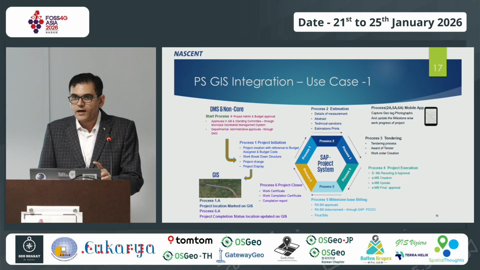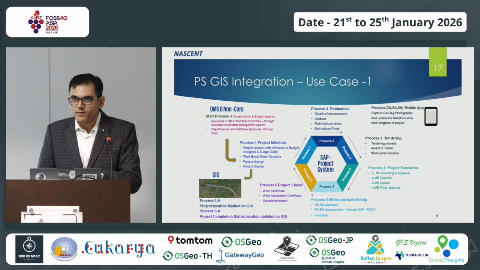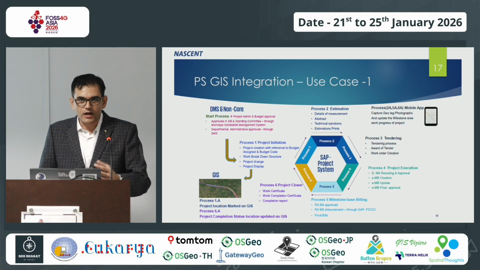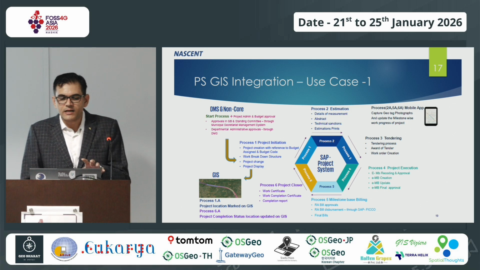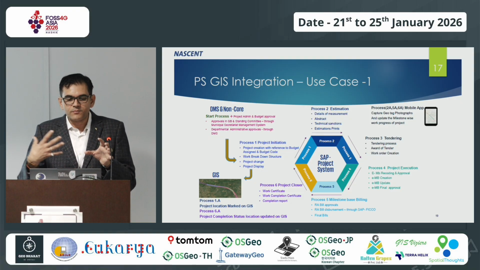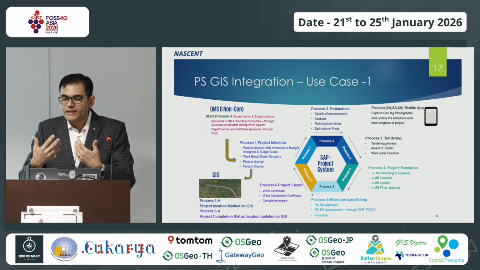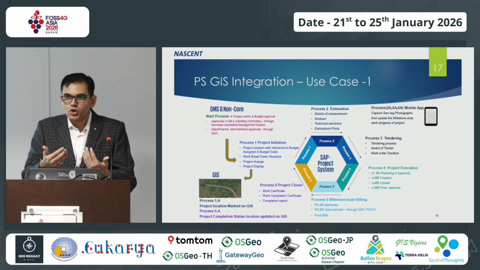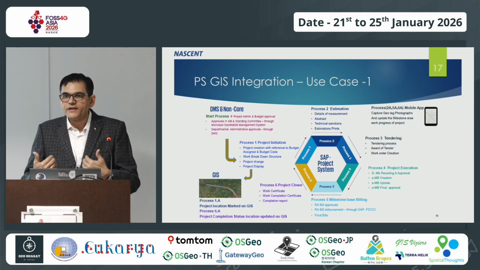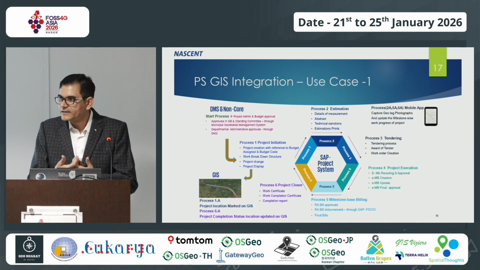Here, time is a constraint, so I would like to describe only one use case, although I do have a few use cases which I have extracted from the PCMC project. So there is the PSGIS integration aspect, that is, project system and GIS integration. Suppose any project is to be rolled out, what could be the process? So we did BPR, we collected a lot of information from the departments, and we suggested a better process.